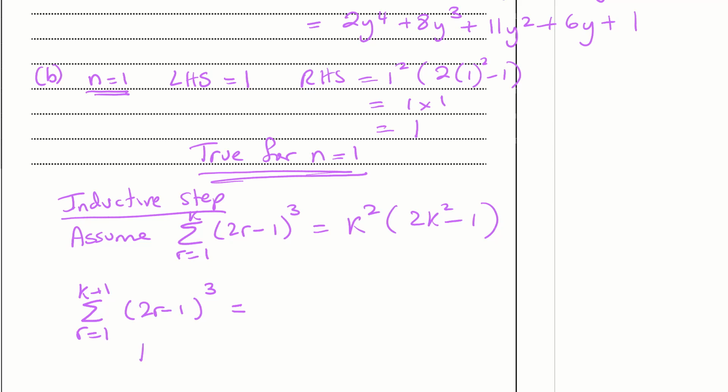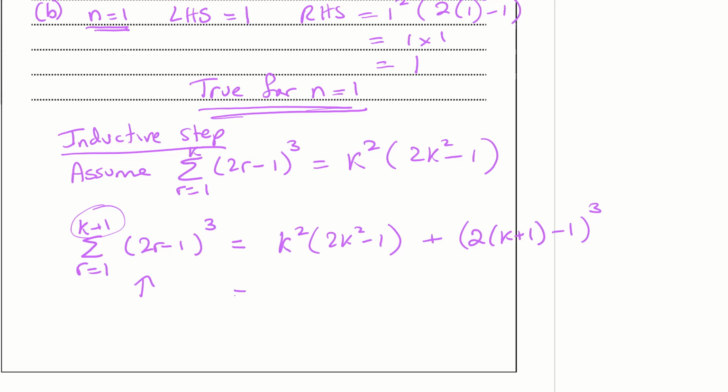Well, what we've done on this side is just add an extra term, and so we have to add that same extra term onto the other side. So that's k squared (2k squared take away 1), and that extra term with r equal to k plus 1 is going to be (2(k plus 1) take away 1) cubed. And so what we have there is k squared (2k squared take 1) plus (2k plus 1) cubed.